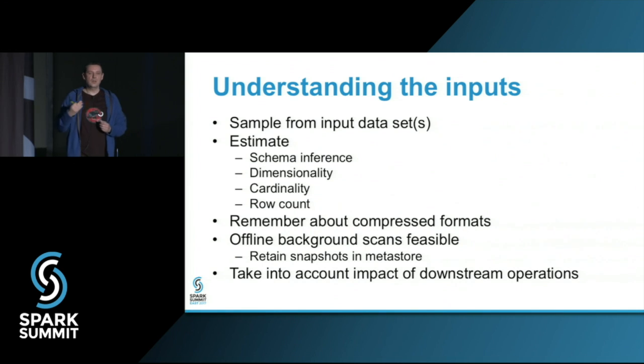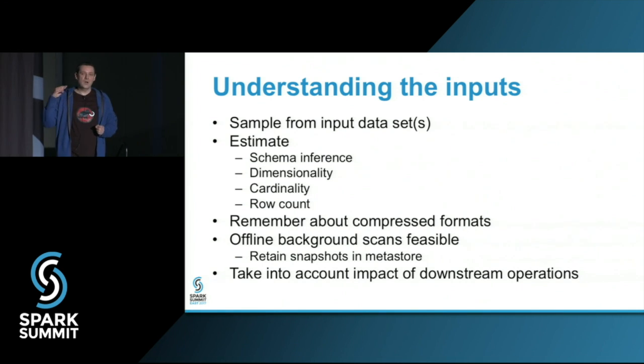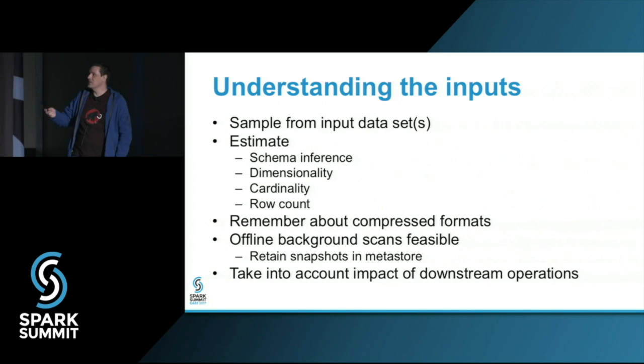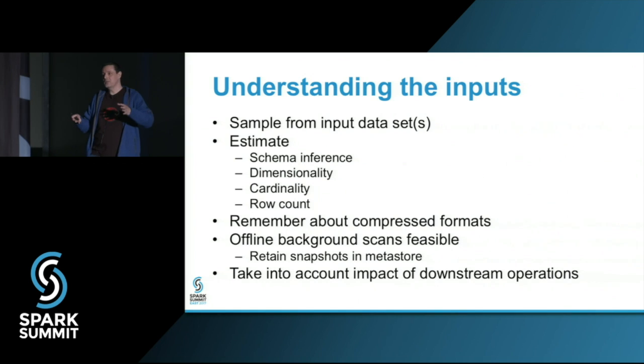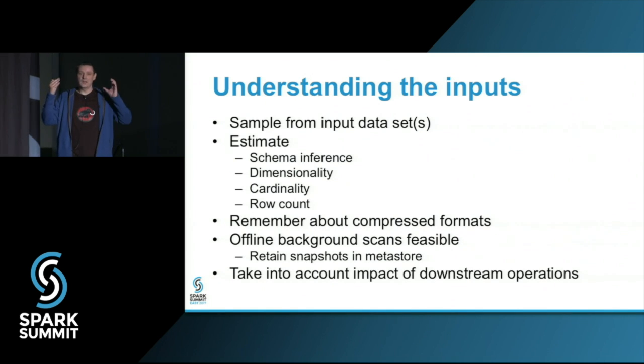And so basically, when the user clicks run, we actually run out and we sample from the input data set. And we use that sample to actually estimate the schema. We do schema inference. We look at the dimensionality of the data. We look at the cardinality of the data, and we also estimate the row count of the data. And using that information, we can actually estimate the size of the RDD that's actually going to be created by that input data set. It's not always necessary to do this at runtime.